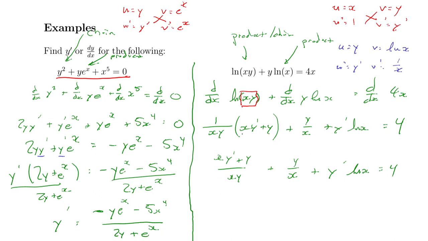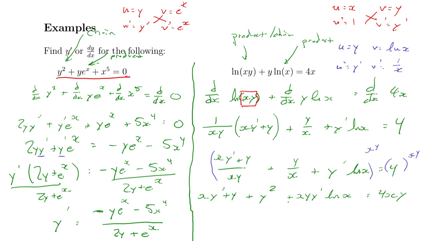So if I multiply everything, maybe I'll just write this out here. I'm going to multiply by xy, and there I'll multiply by xy as well. So here I'm just going to have x y prime plus y, because the xy will cancel out. Here the x will cancel out, but I'm going to have an extra y, so this will be y squared. And now this will be xy, y prime natural log x, and this one over here will be 4xy.